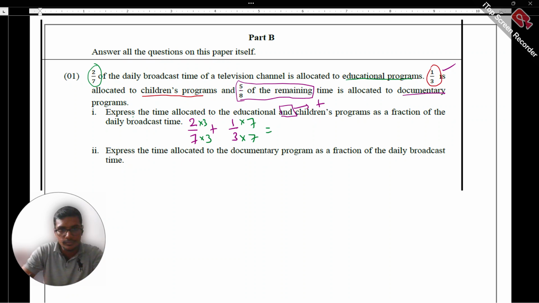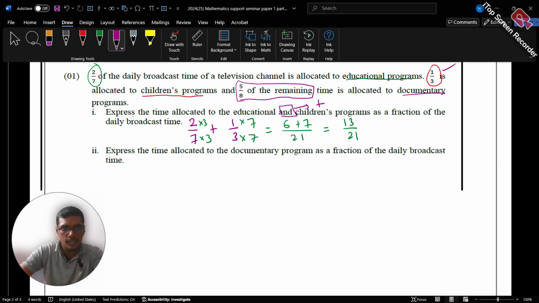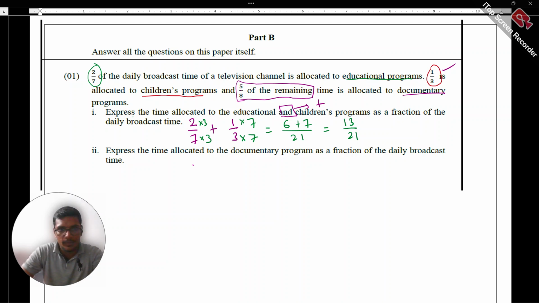Then 2 times 3 is 6, 1 times 7 is 7, 7 times 3 is 21. Then 7 plus 6 will be 13 over 21. This is the total time taken for both children and educational programs. Then number 2, express the time allocated to the documentary program as a fraction of the daily broadcast time. Documentary program is taken 5/8 of the remaining. So first of all, you should find what is the remaining time.